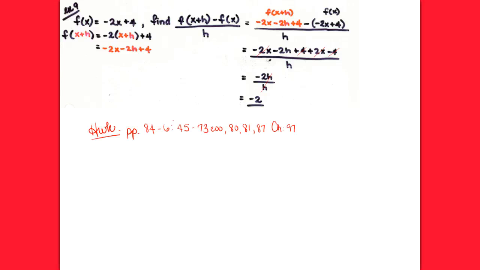Okay? All right, so here is our homework for tonight on pages 84 to 86. We're doing 45 through 73 every other odd, 80, 81, 87, challenge 97.